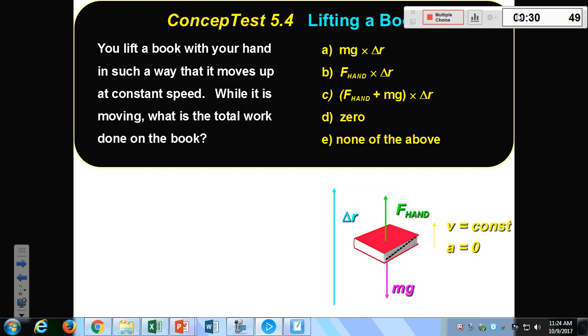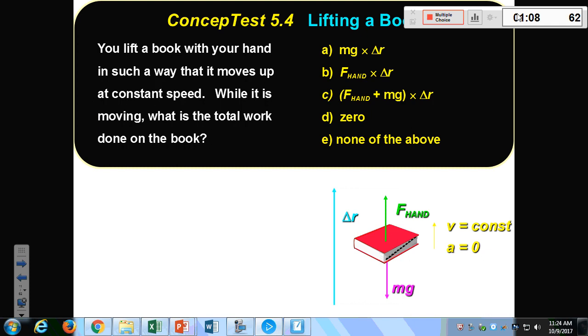Y'all might be confused by this one, because we haven't talked about adding work. I can have multiple works being done on a single object, and in this case, the hand is doing positive or negative work. What's it doing? It's doing positive work. What about the weight? What is the work being done by the weight? Positive or negative? Negative. And because it's moving up at a constant speed, that means that this force and this force are the same, and so this one's doing the same amount of positive work as this one's doing negative work. Well, when an object has multiple amounts of work being acted upon it, we can just add those together.